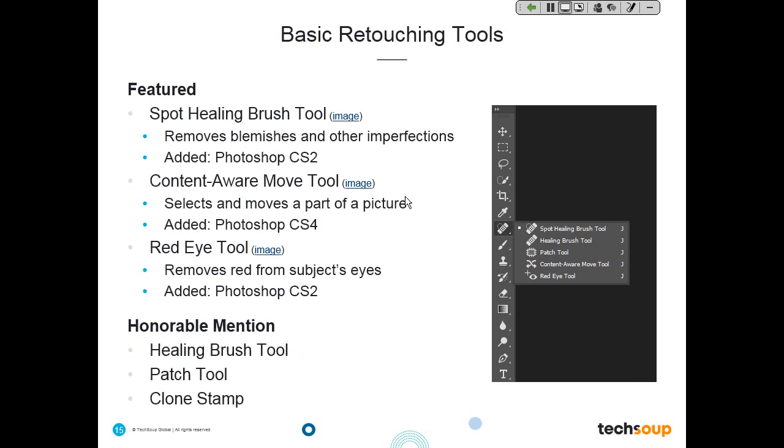The Content Aware Move Tool is where you can select, and I'll be demonstrating all these, of course, I'm not just going to tell you about them. It's great for selecting an object in an image and then moving it elsewhere, and then Photoshop will fill in the spot that it was in originally. And the Red Eye Tool is pretty self-explanatory. Anytime you've taken a photo with an otherwise normal-looking person with glowing red zombie eyes, you can fix that pretty quickly. So let's go ahead and get started, and I'll switch over to Photoshop.